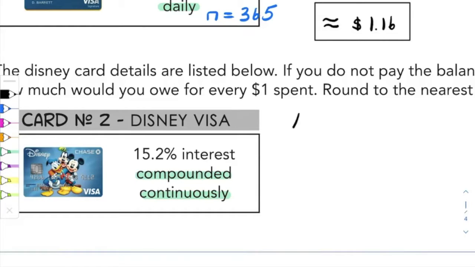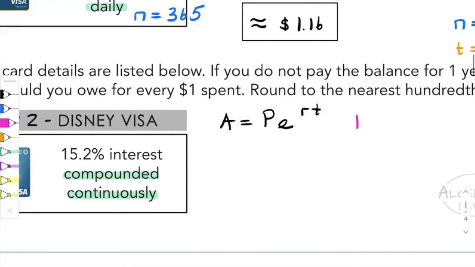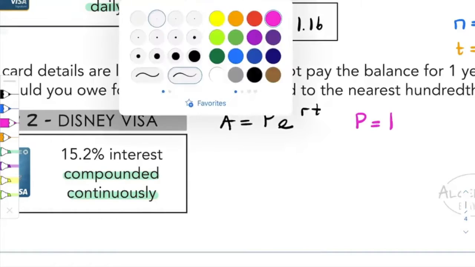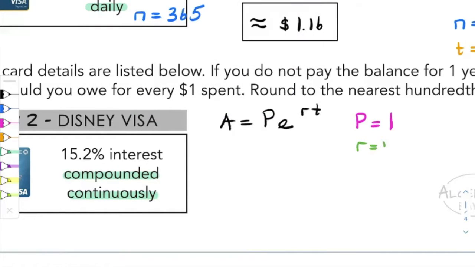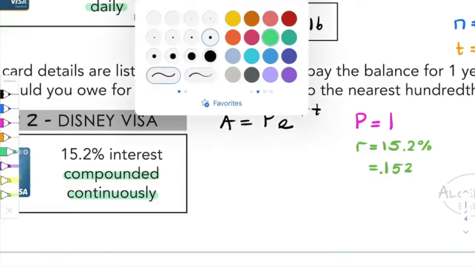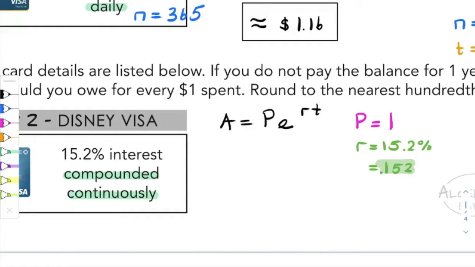So we're going to be using the equation P multiplied by e, which is a key in your calculator, called the number e, raised to the power of the rate times the time. Okay, our principal amount, same as what it was above, is 1. Our rate has changed to 15.2%. So as a decimal, this is 0.152. And for the time, we're still looking for 1 year.